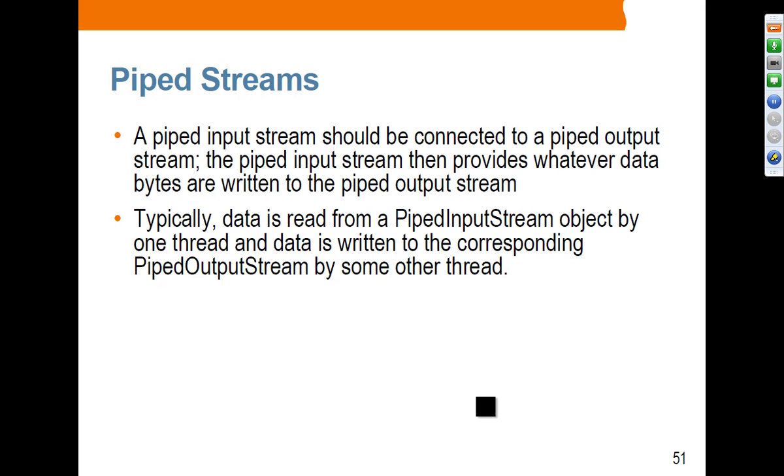Typically, data is read from the pipe input stream object by one thread, and data is written to the corresponding pipe output stream by another thread.